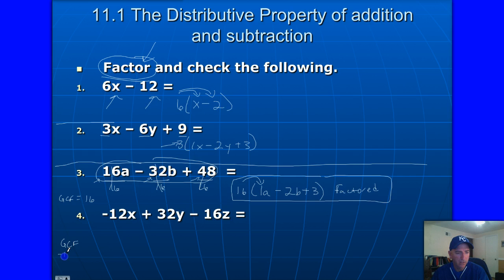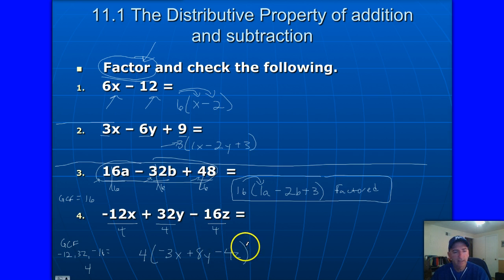Okay, and number 4, lastly, a greatest common factor here. Now we've got negative 12, 32, and negative 16. Well, the greatest common factor there you could say is 4. So if I divide out 4, now let's watch what happens here, because some math teachers might ask you to do it slightly differently, but let's just do it this way first. If you divide negative 12 divided by 4, you get negative 3, so you have 4 on the outside, and you have negative 3x plus 8y, and then you have minus 4z.